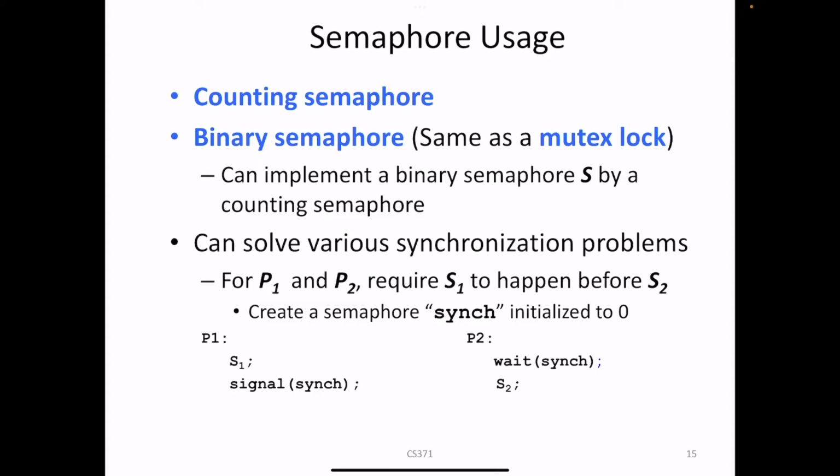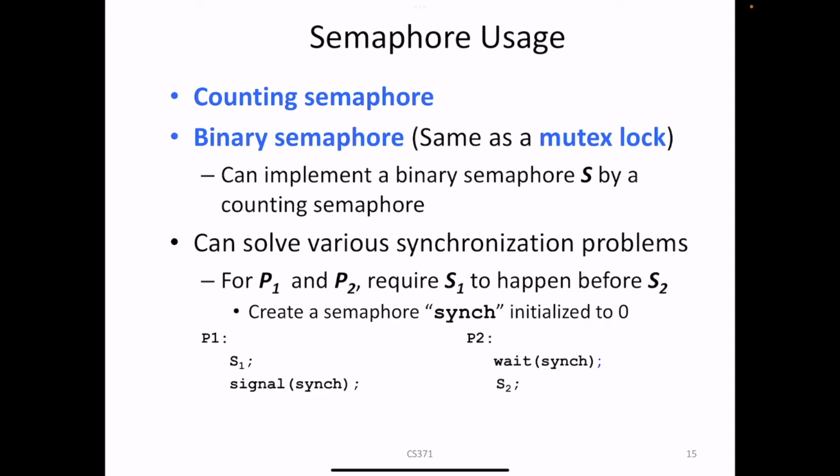The bottom of this slide shows you an example of how to use a semaphore to solve a synchronization problem. We have two processes, P1 and P2. We require instruction S1 to happen before S2, which means that we have to execute S1 first, then execute S2 second, even though they are in different processes. We also create a semaphore called SYNCH and initialize it to 0.